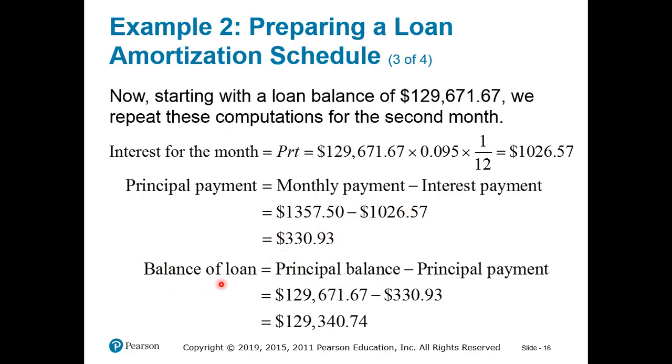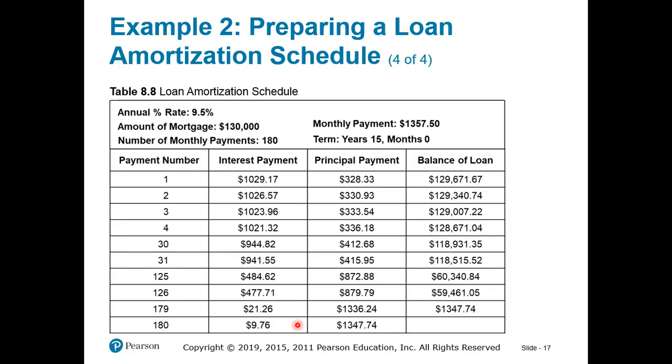And then to find your new balance, you subtract the principal payment from your current balance, and now here's your new balance going into the third month. And you do this over and over again, 360 times. Here's what an amortization schedule may look like. You could do this on an Excel spreadsheet very easily. There are lots of Excel spreadsheets out there that help you do this with just a click of a button.